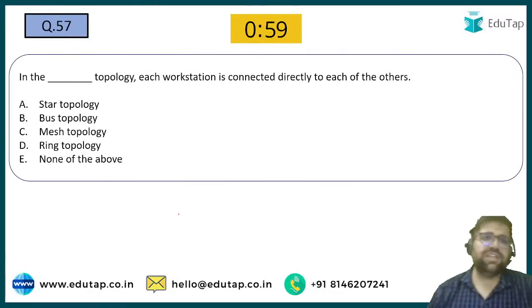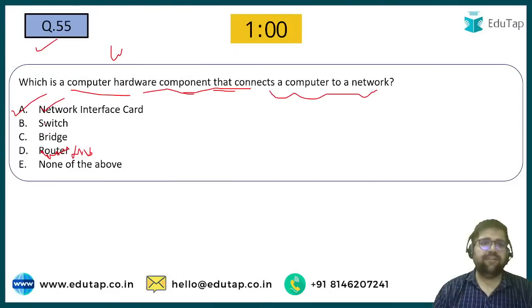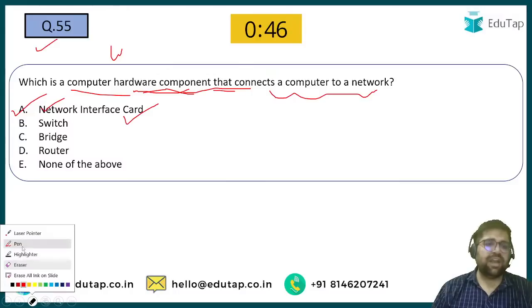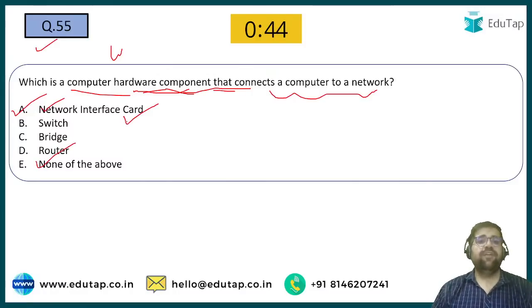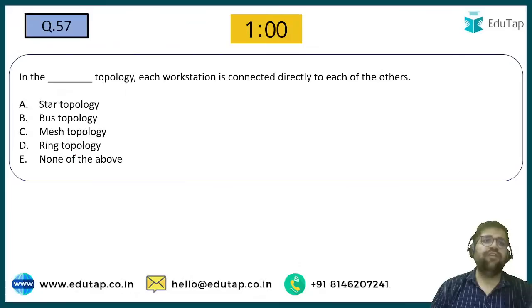If we go back to question number 55, which is a computer hardware component that connects a computer to a network, even I think the answer should be option A. Router will not be the right answer, because a router is something you add that is extra, plus it helps prevent traffic. The NIC is the primary thing, so it comes ahead of the router. Therefore the answer will be option A for 55. 56 we have solved. Now we are coming to 57.